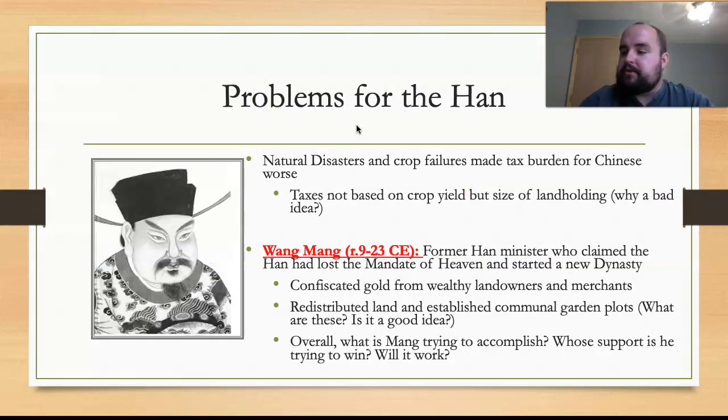Now, this mandatory taxation did, of course, lead to many problems for the Han. Natural disasters and crop failures made this tax burden worse, because, of course, many people aren't going to be producing many crops during this time. However, despite this, the Han tax system was based not on the crop yield size you had per year, but on the size of the land holding. No matter what happened with your crops, however much land you had, it determined what tax was expected. Why might this be such a bad idea for the Han?